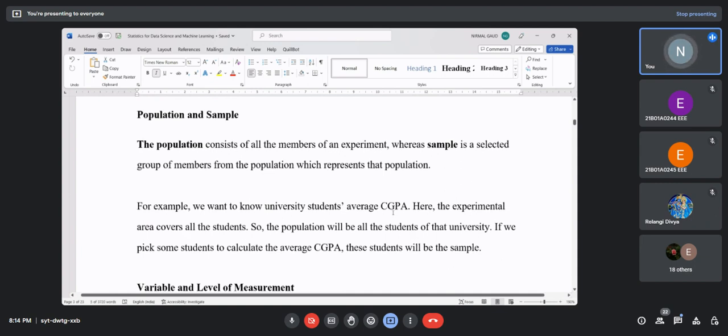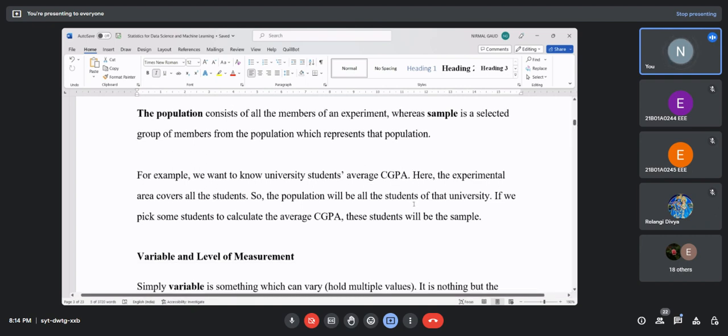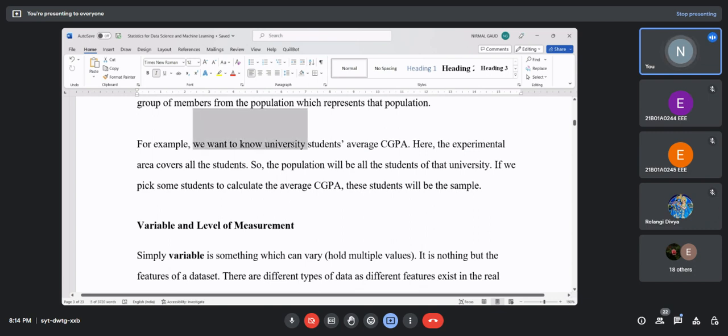Now, population. The question, sir, what is population? I already told you. In your city, if I consider each and every woman, it's a population of females. And what is a sample? If I consider a few thousand women from your city, then it is a sample. The point is clear. There is one more example. If you want to know the university students' CGPA, the experimental area covers all the students. If I consider all, it's a population. If I pick some students, then it is a sample. That's it.